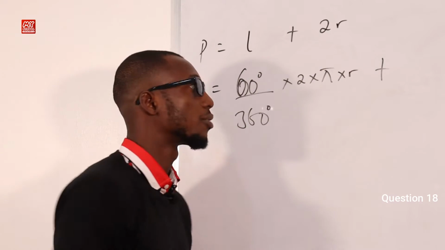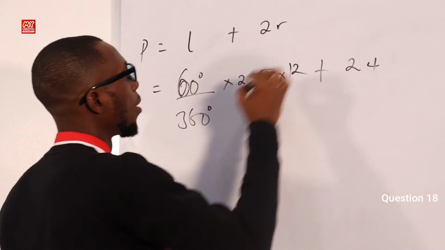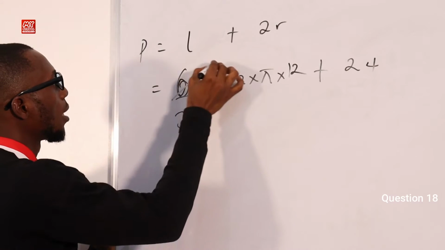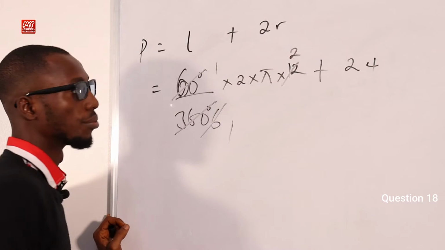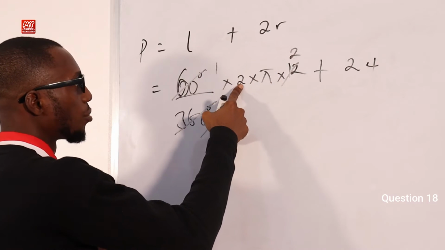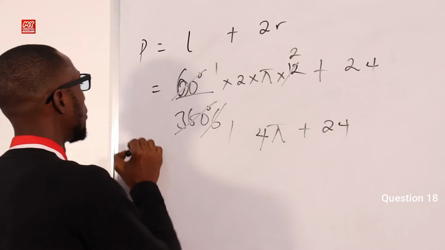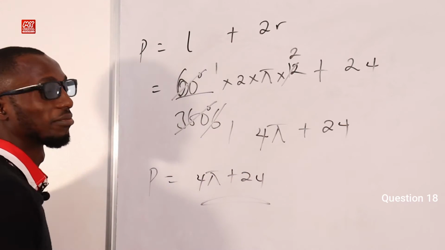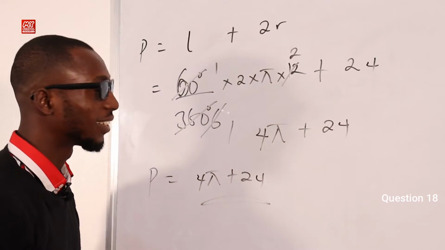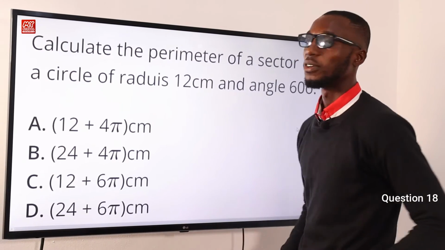We are given r as 12, so 2 times 12 is 24. The r in the arc formula is also 12. So 60 over 360 simplifies: 60 here 1, 60 here 6, 6 here 1, 6 here 2. Then 2 times 2, so we have 4 pi plus 24. So the perimeter equals 4 pi plus 24. Very easy, right? Let's go back to the screen and select the correct option. P equals 4 pi plus 24, so option B is the correct option.